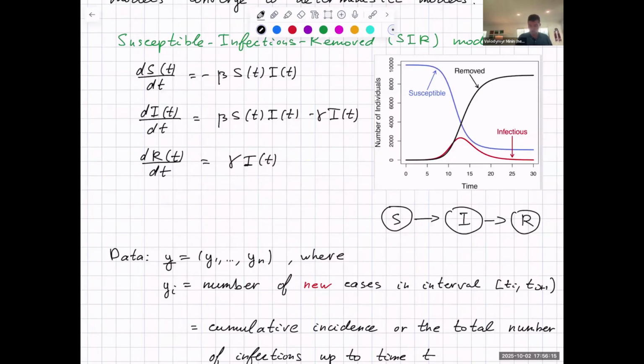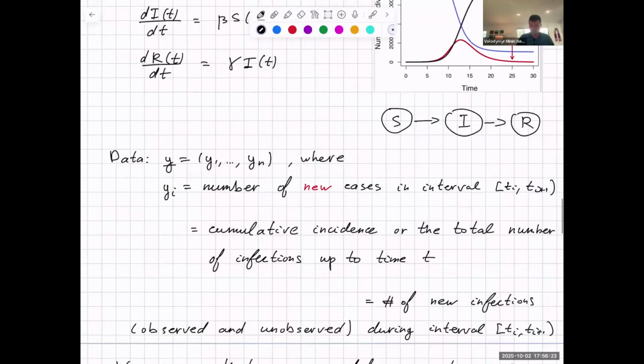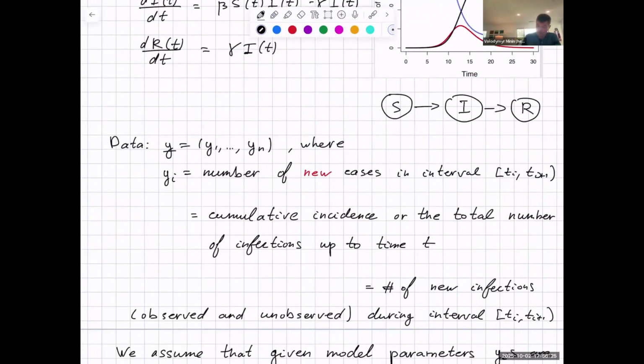It's hard for me to connect this y to the differential equations. It's called incidence data, and I don't have incidence in my SIR model. But it would be nice if I had this object, which I'm going to call N_SI. This is the number of transitions from S to I, which is called cumulative incidence, or the total number of infections up to time t.